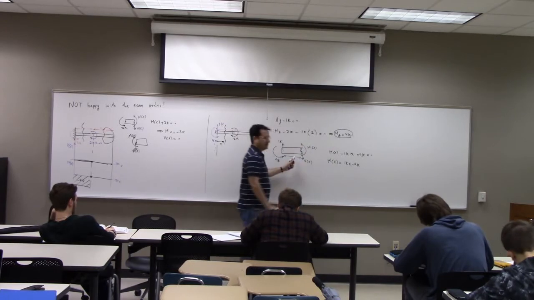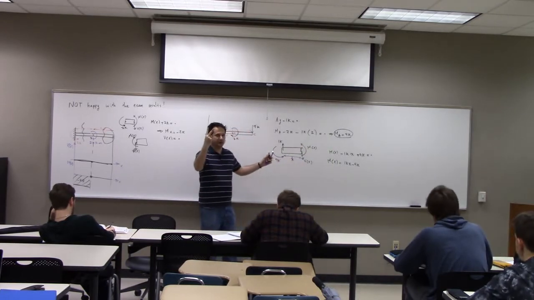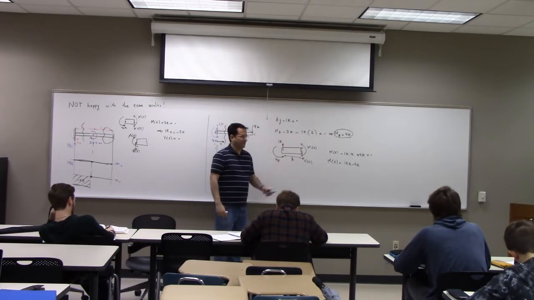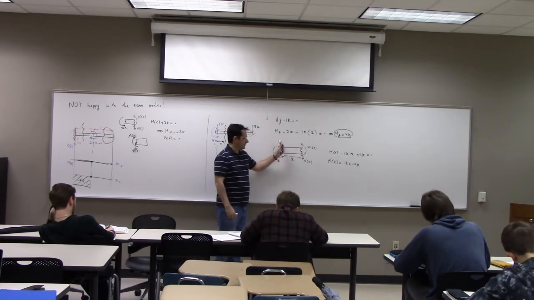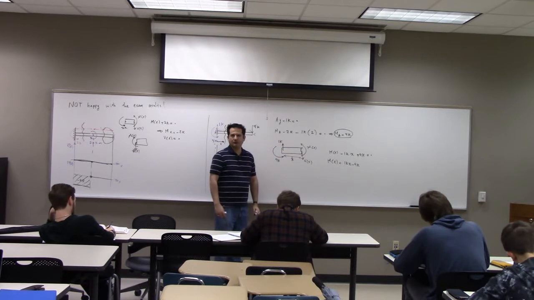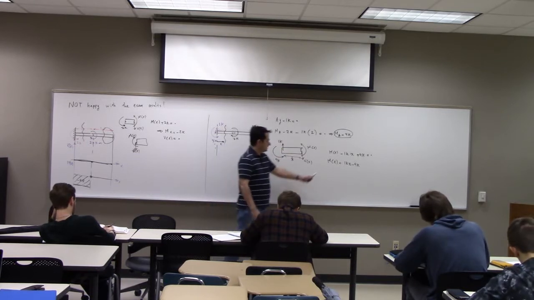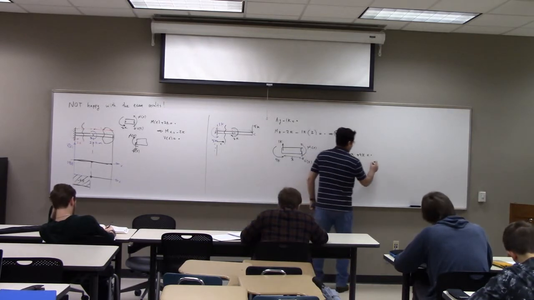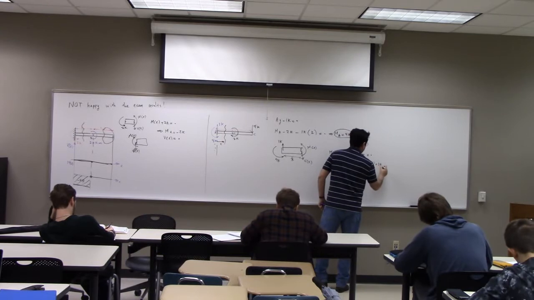What would be my shear? There are two ways to do that. The first way, summation of force in the y direction is 0. So negative VX plus 1K is 0, so VX is equal to 1K. What is the other way? Take the derivative of that. dM/dx is 1K. So shear is equal to 1K.